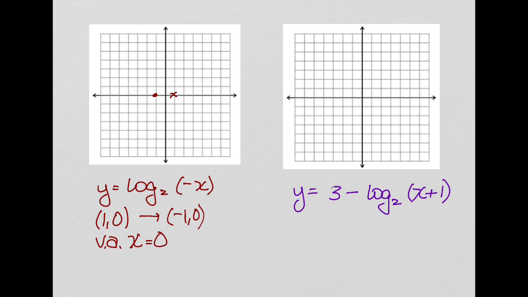If I'm reflecting left to right, over the y-axis, the y-axis doesn't change. So my vertical asymptote is still x equals 0, I'm just going to be coming towards it from the other direction. Instead of coming towards it from the right, I'm going to be coming towards it from the left. And instead of going up slowly to the right, I will go up slowly to the left.